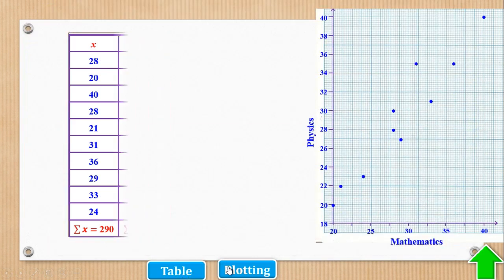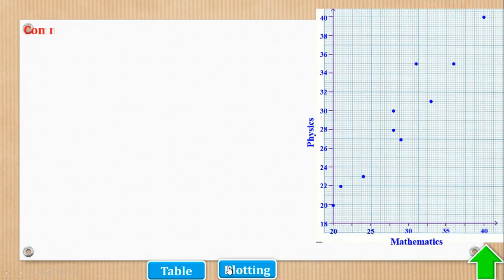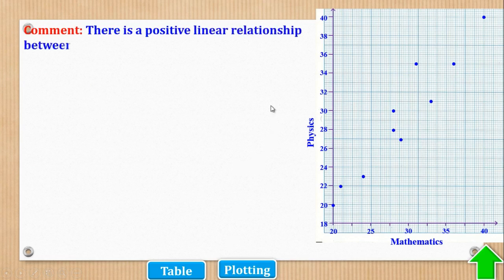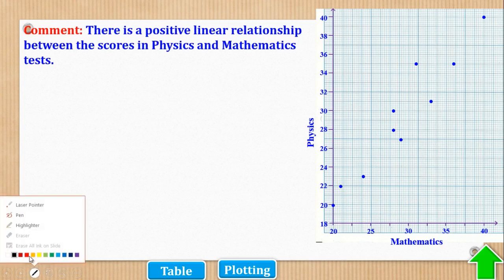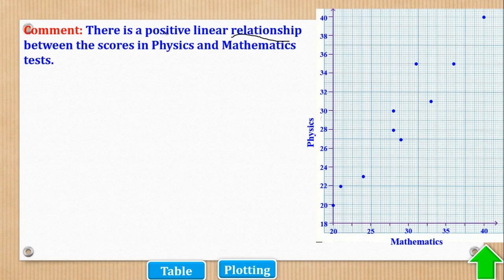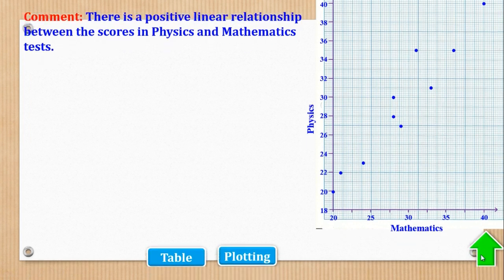And they want us to comment. So the comment is that there is a positive linear relationship. Most students use the word correlation here, but that is not okay. It is not positive correlation. It is positive linear relationship. So the word relationship has to be seen, not correlation. If you say positive correlation, it's not okay. Okay, so that is Roman 1. Let's go to Roman 2.